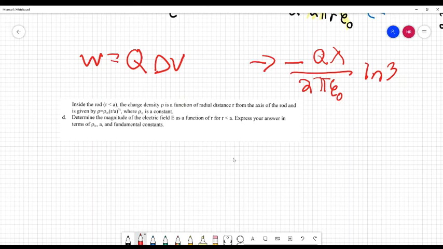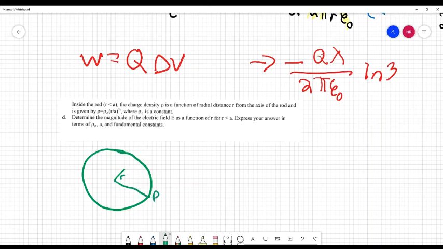And since this is inside the rod, I think it would be helpful if we drew a diagram. So if this is the rod facing us, then what we want to do is find the electric field for a radius that's less than r naught, which would be the radius of the entire cylinder. So our Gaussian surface would end up being a cylinder that would be inside the other cylinder.